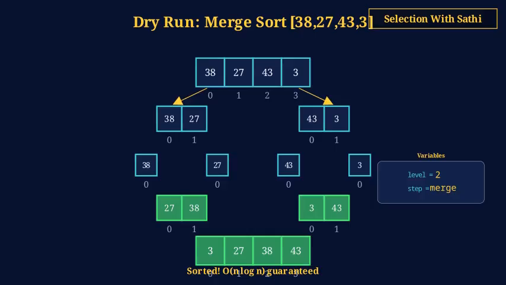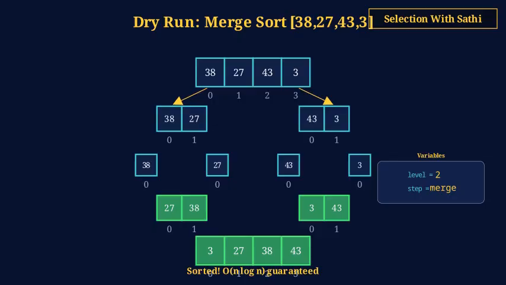Merge 27 and 43, compare 27 and 43, 27 is smaller. Result, 27, 43. Now merge 38 with 27, 43. Compare 38 and 27. 27 first, then 38, then 43. Left half sorted, 27, 38, 43.